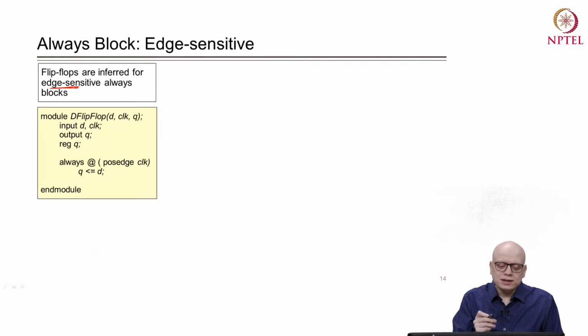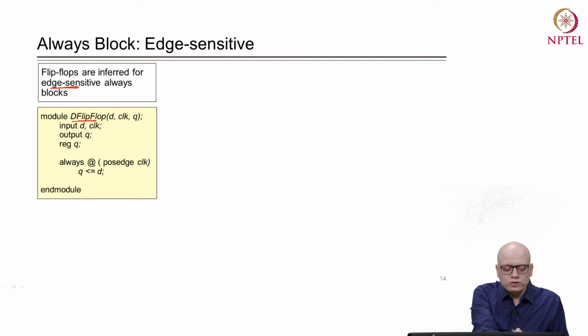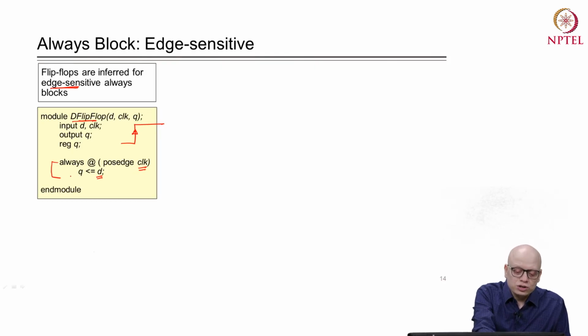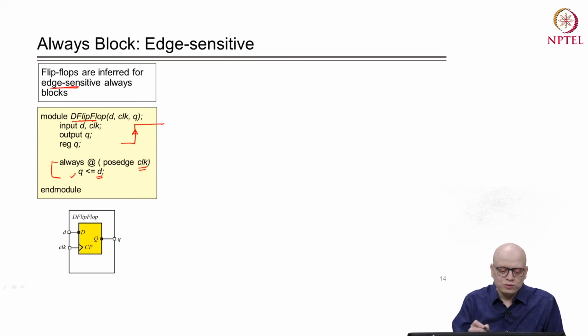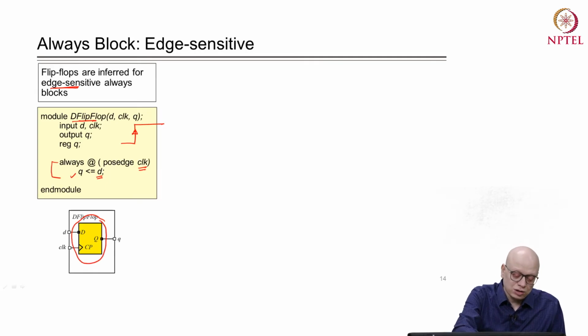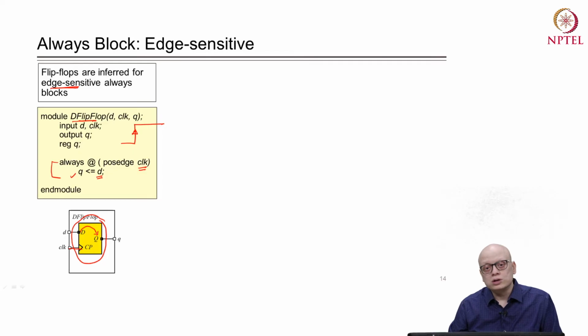So, let us consider this module, D flip flop. In this module we have an always block which is sensitive to the clock signal, and whenever a positive edge of the clock signal appears, whatever is there on D is assigned to Q, otherwise Q retains its old value. So, this is a description of a D type flip flop, and for this module the RTL synthesis tool will instantiate a D flip flop as shown here. Whenever a clock's positive edge appears, whatever is in the data will be propagated to the Q pin and it will appear at the port Q.